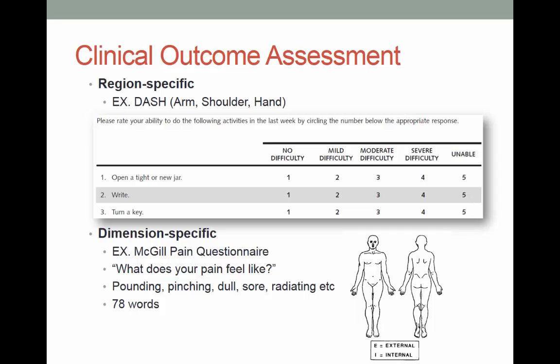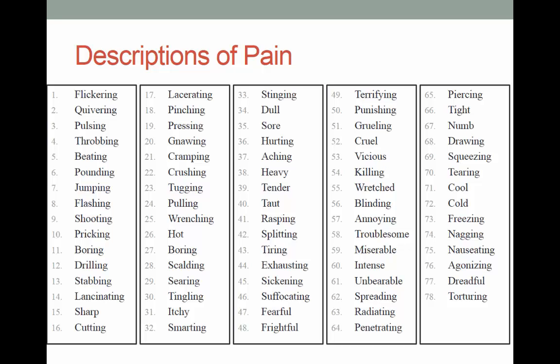There are 78 words in the English language that are used to describe pain in the McGill Pain Questionnaire. Here's a list of all the words. Some of these descriptions of pain sound absolutely awful, such as beating, lancinating, gnawing, scalding, suffocating, penetrating, and torturing.